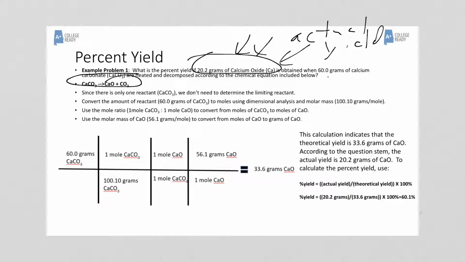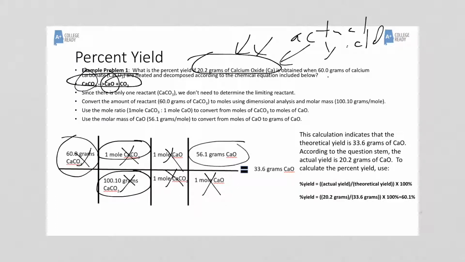We know we're starting with 60 grams of calcium carbonate. So let's take that 60 grams. Let's use the molar mass of calcium carbonate to convert from grams to moles. Let's do a mole ratio between calcium carbonate and calcium oxide, 1:1. And let's convert from moles of calcium oxide to grams of calcium oxide using the molar mass. Here's the molar mass. This number is our theoretical yield of calcium oxide. This is how much the math says we should get when we decompose 60 grams of calcium carbonate.